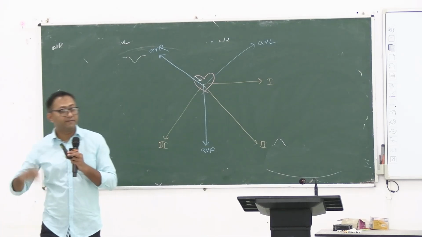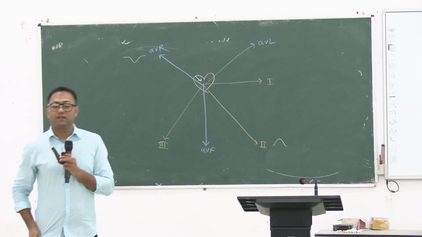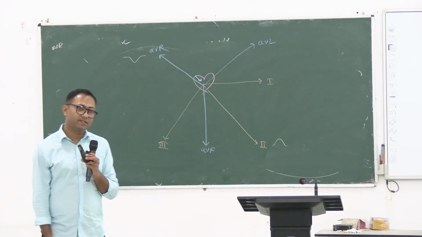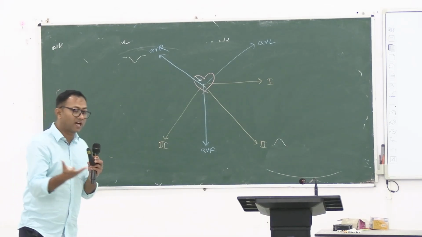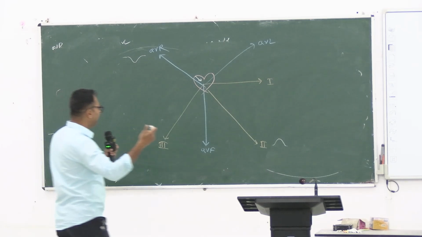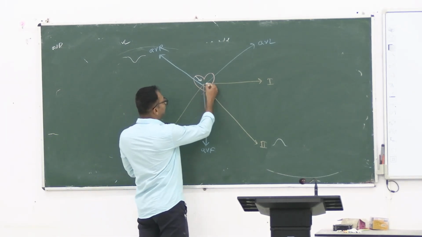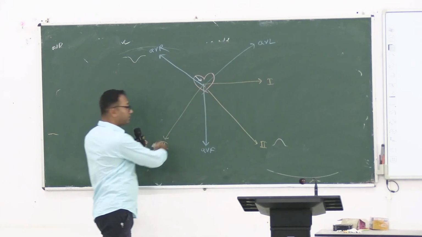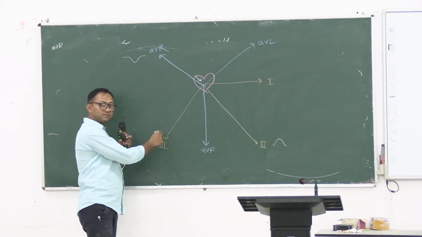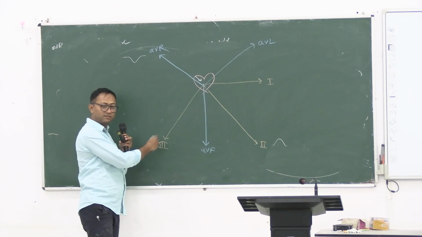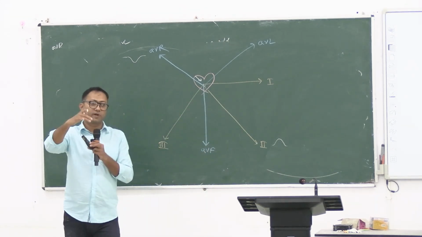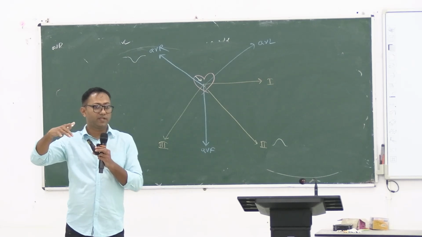ठीक है? There will be negative deflection in AVR for P. Right? Now बाकी जो vectors हैं हार्ट में, the septal vector, okay? The septal depolarization vector that occurs left to right, छोटा सा, ठीक है? According to the direction, देखो यहाँ पर positive deflection, right? यहाँ पर slight positive deflection. So depending on इसका component कहाँ पर है, okay?